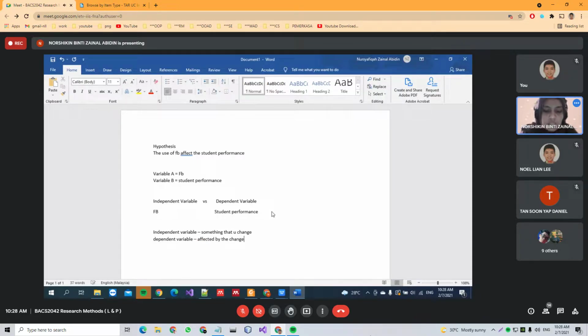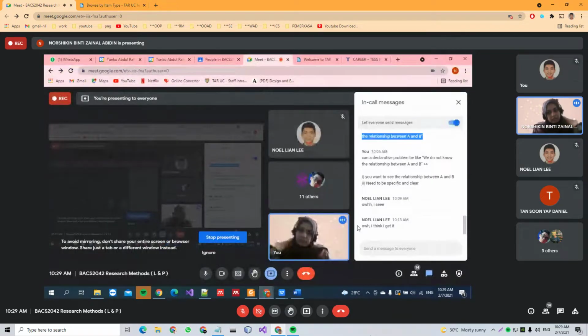So independent is something that you change or manipulate to see if there is any result or any effect on the other variable. That means for this hypothesis, if the student spends more time on Facebook, the student performance decreases. But if the Facebook use is low, less time on Facebook, the student performance is high. Basically, guys, do you understand the dependent variable and independent variable?